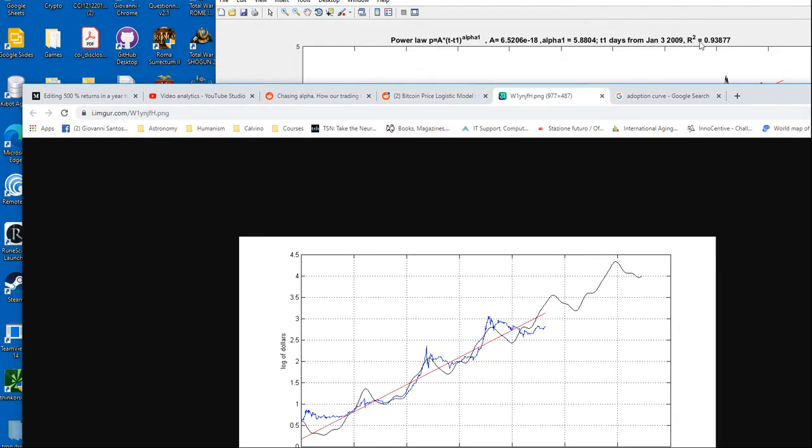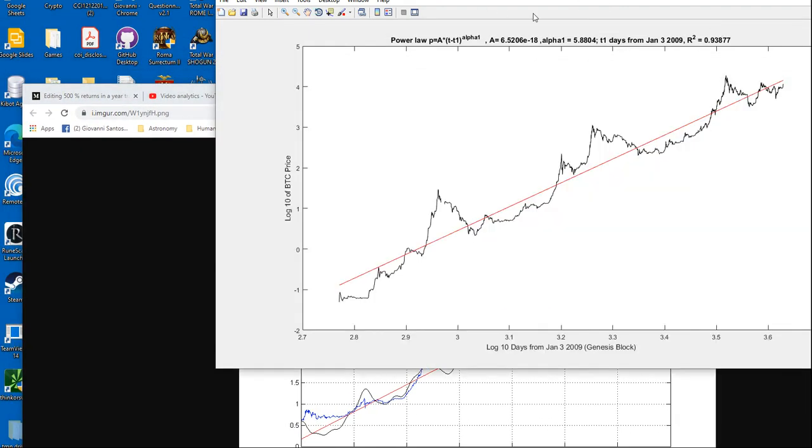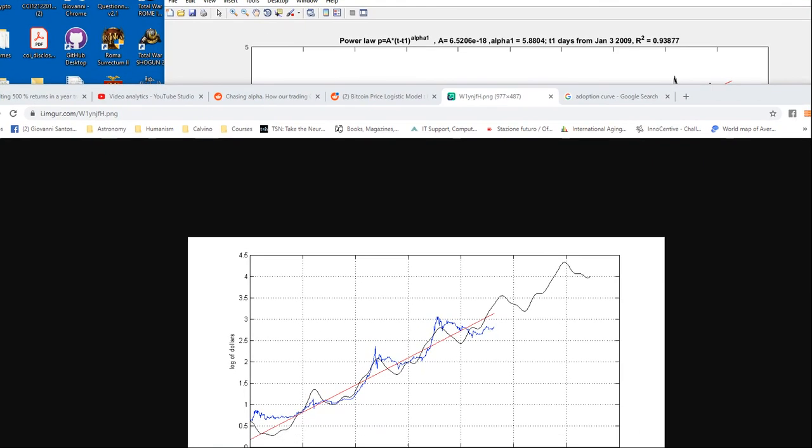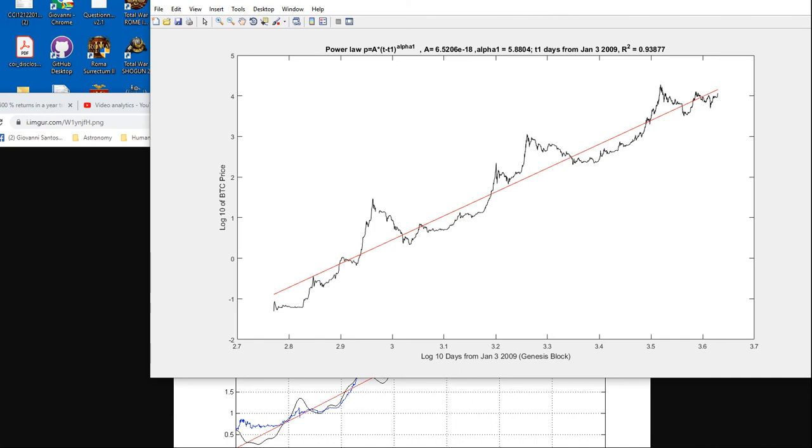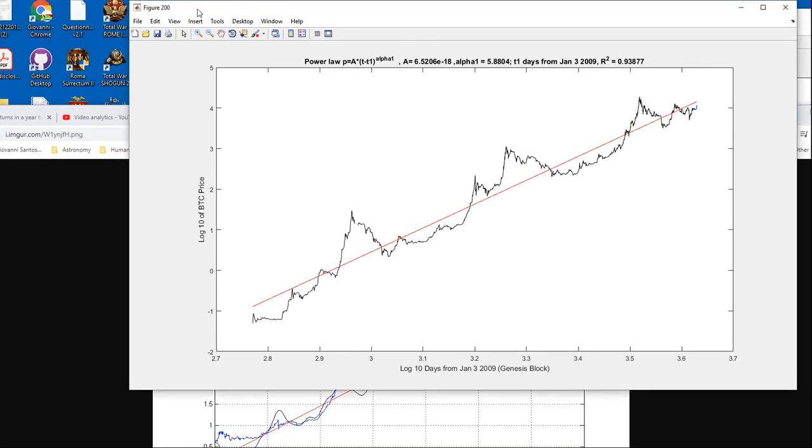To be completely honest, I was prompted by a friend of mine who posted a model that made some kind of... sorry, I'm trying to move this window. Okay.